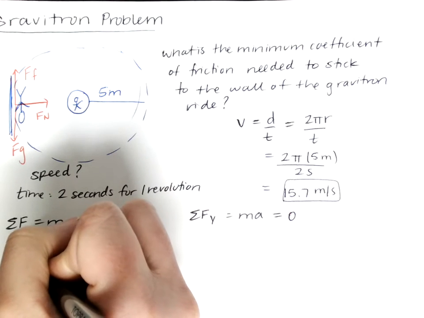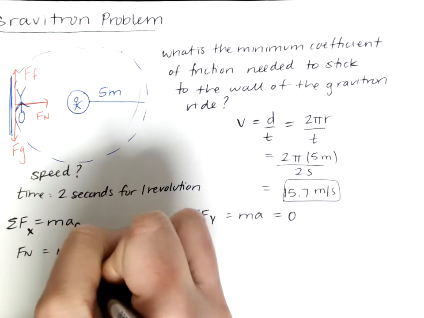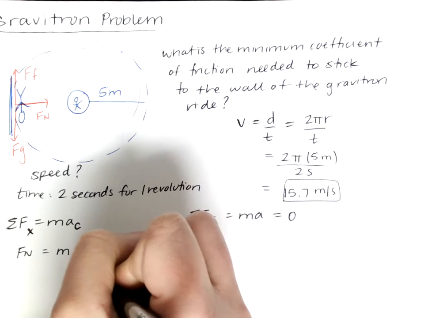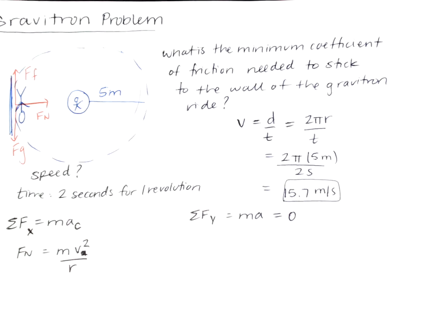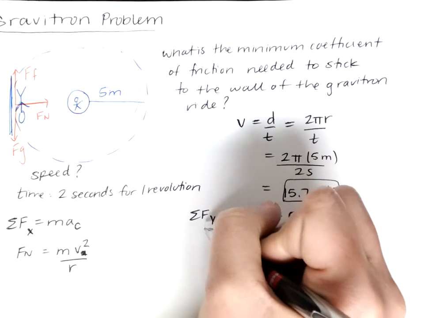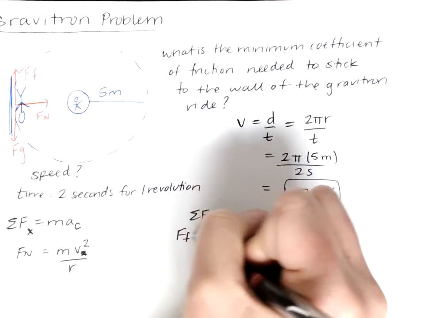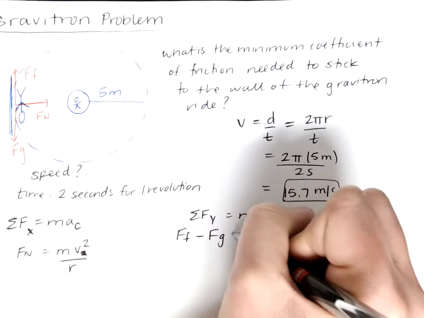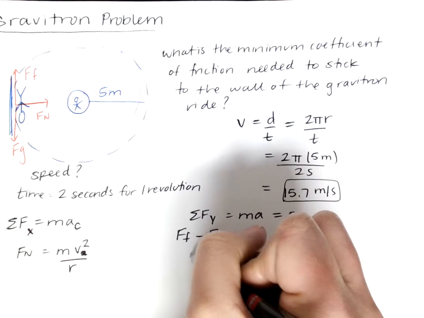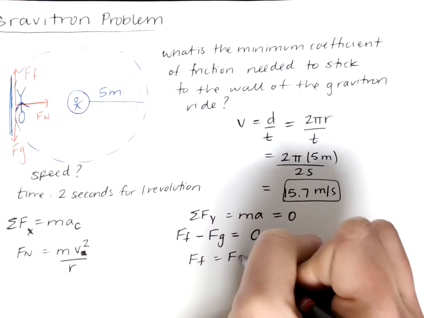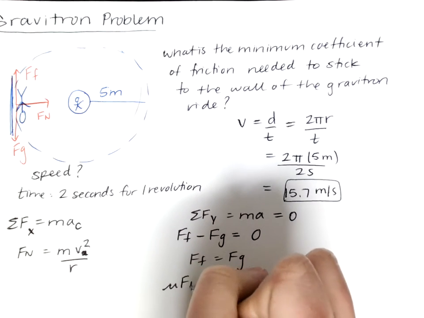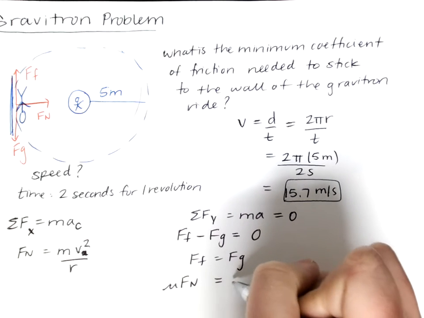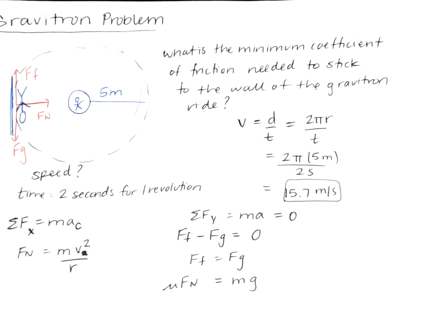So let's go ahead and write our equation. F normal equals mv squared over r. And our y equation, we have force of friction is up, Fg is down, which equals 0. So our force of friction is equal to a force of gravity. And we know the equation for force of friction is mu Fn, which is equal to force of gravity, which is mg.